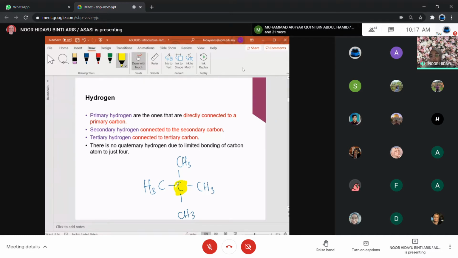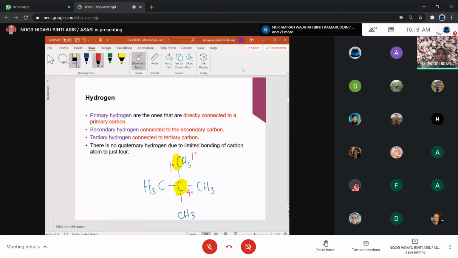Okay, classify this carbon. Quaternary. Right. So, classify this carbon. Primary. Okay, so, hydrogen yang bonded to this carbon akan jadi primary hydrogen. So, dia akan tengok carbon tu. Okay, so dekat sini tak ada hydrogen.